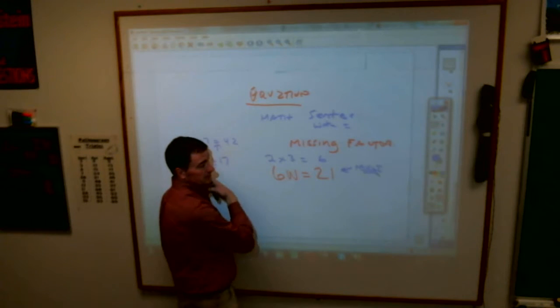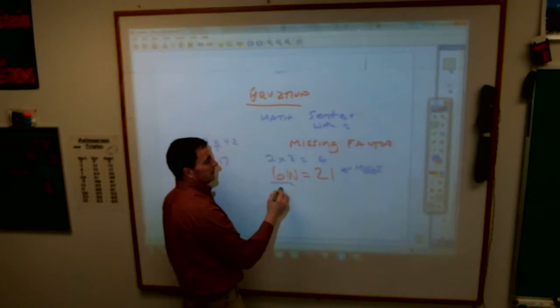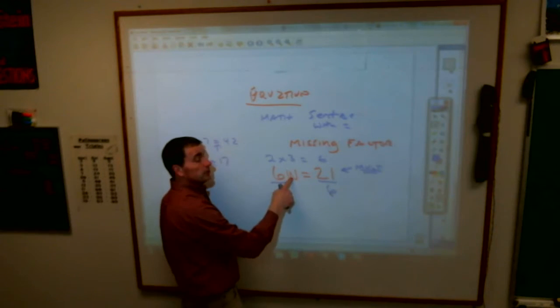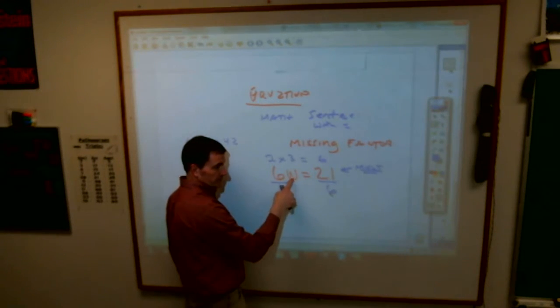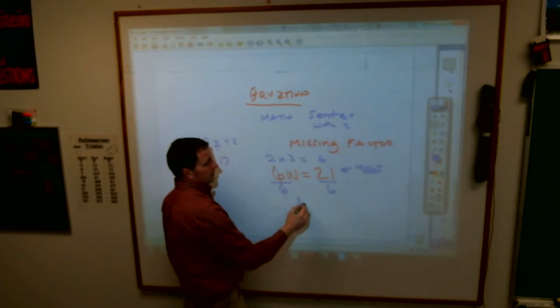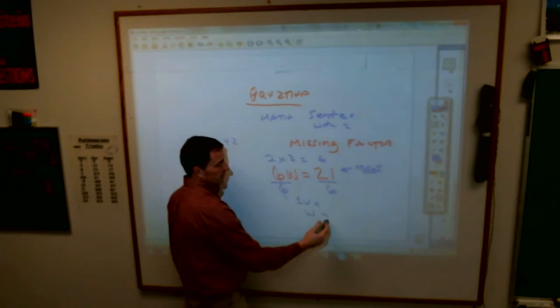And I want to see this. This is going to be a little different. All I need to do is see this. You divide both sides by the same number. Whatever number is in front of the letter is the number that you divide by. And that's what this is, division. 6 divided by 6 is 1w, and 1w is w, so we don't write it down.